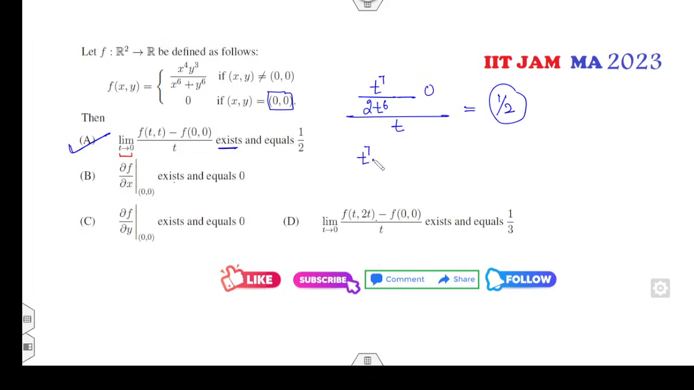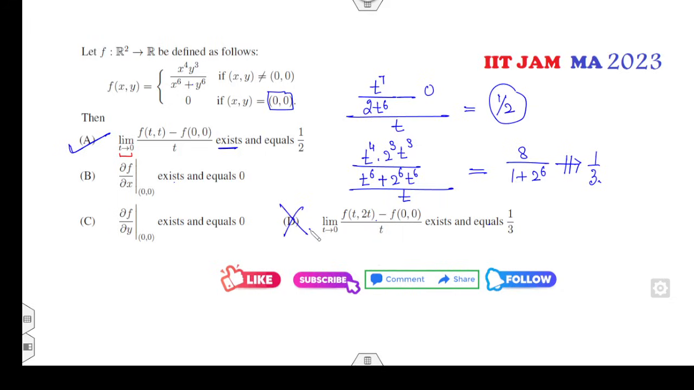Look at the fourth answer. t raised to power 7, t raised to power 4, 2 raised to power 3, t raised to power cube divided by t raised to power 6, 2 raised to power 6 into t raised to power 6 minus 0 divided by t. So you can see t raised to power 7 will be cancelled. 8 plus 2 raised to power 6, which is not equal to 1 by 3. So option D is cancelled. Fine.